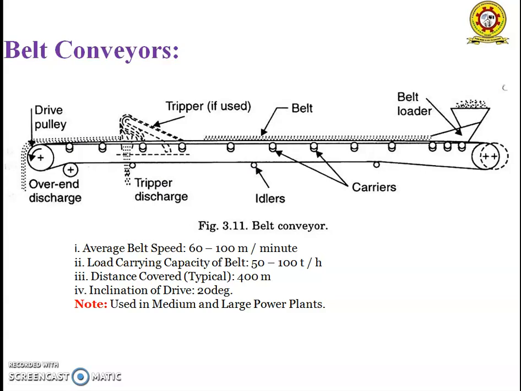Belt conveyors are suited for the transfer of coal over large distances. They are used in medium and large power stations. The initial cost of the system is not high and the power consumption is also low. The inclination at which the coal can be successfully elevated by the belt conveyor is about 20 degrees. The average speed of the belt conveyor varies from 200 to 300 rpm. This conveyor is preferred over the other conveyors.